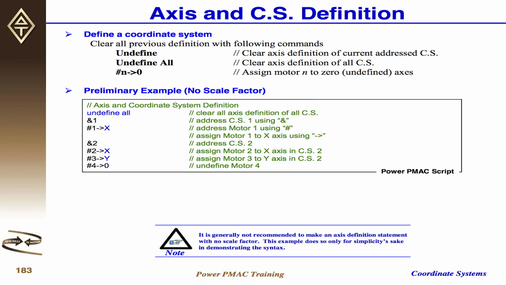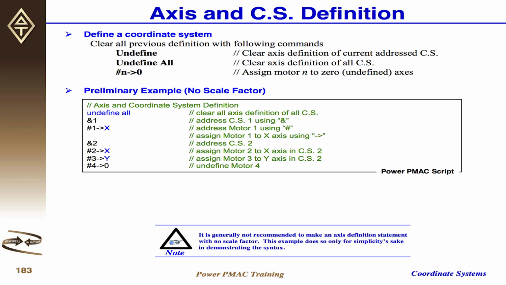So, for a coordinate system, if you want to come to a blank coordinate system, know that you're coming in with no axes definitions, you might want to begin by issuing undefined, then undefine all. Undefined clears the axis definitions of the currently addressed coordinate system. Undefine all clears the axis definitions of all coordinate systems. So just a blanket undefined on every single one of the coordinate systems.